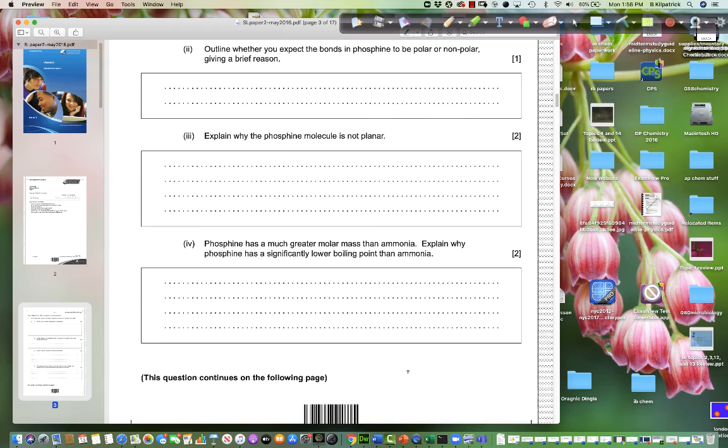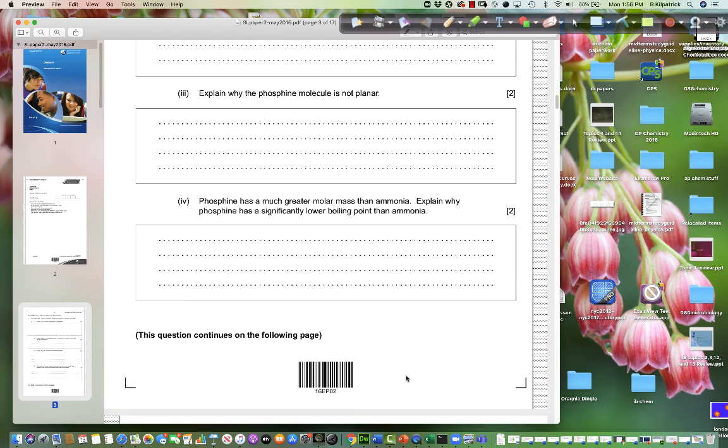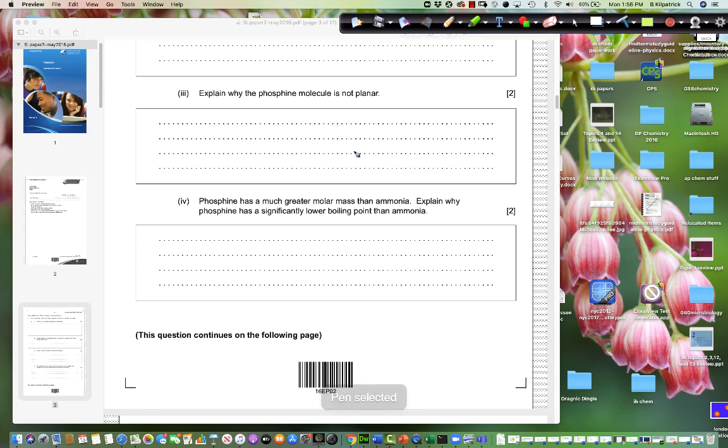Alright, so phosphine has a much greater molar mass than ammonia. Explain why phosphine has a significantly lower boiling point than ammonia. Well, what is ammonia? Ammonia is NH3. NH3 and phosphine have the same structure. The difference is nitrogen and hydrogen bonding together results in hydrogen bonding.